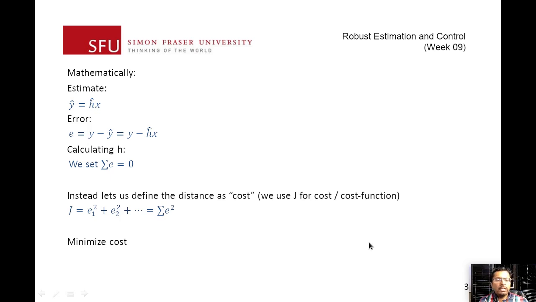What we're going to do instead is use a cost, which is going to be the sum of the squares of the error, equal to E1 squared plus E2 squared and so on, which can be written as sigma E squared. The reason we are doing that is that averaging doesn't work too well, particularly when x could be a vector of more than one element. In that case, you can't really do an average and then calculate the value of h. So that's the reason we are doing this.